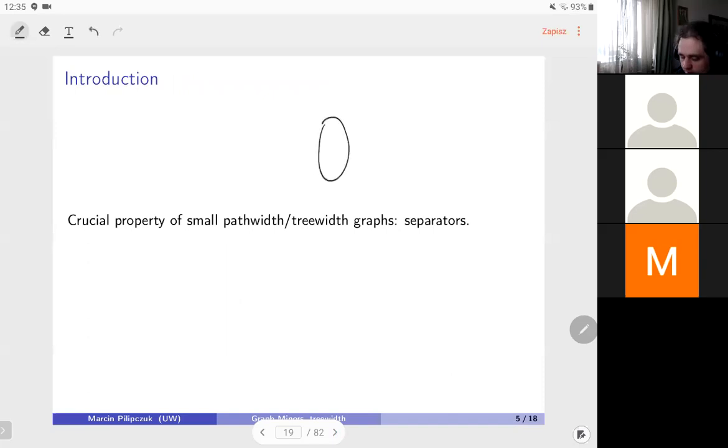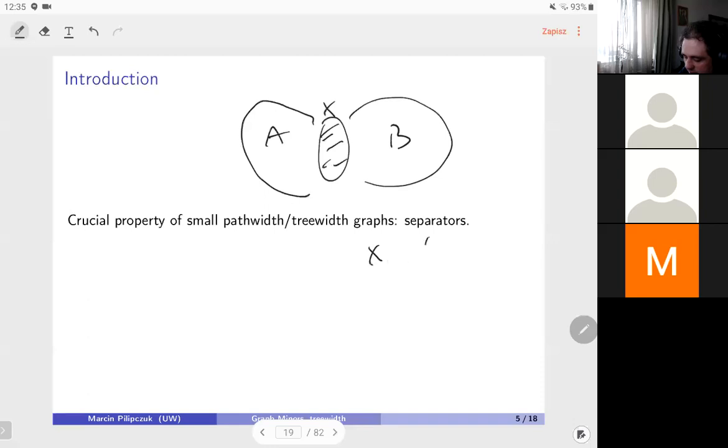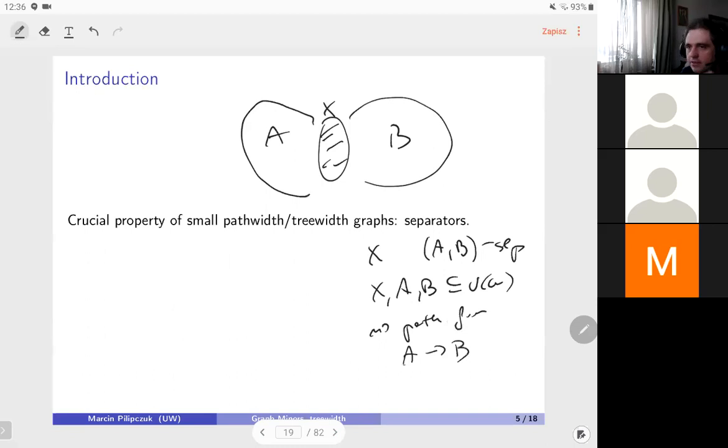So a separator: you have a graph, and there is some set A and set B, and we can say that X is an AB separator if, I mean, when X, A, B are subsets of V of G, if there's no path from A to B that doesn't visit a vertex of X. For every path P from A to B, P visits a vertex of X. So you can think of this definition as: something is a separator, separating two sets of vertices, if any path from one set to another needs to visit somebody from X. Okay, so this is a separator.